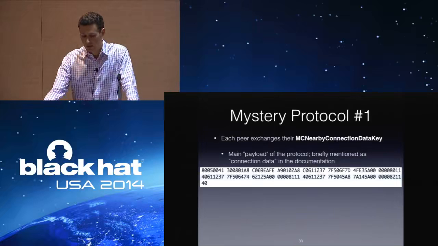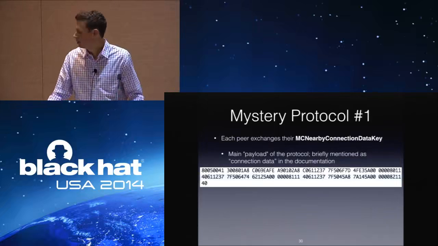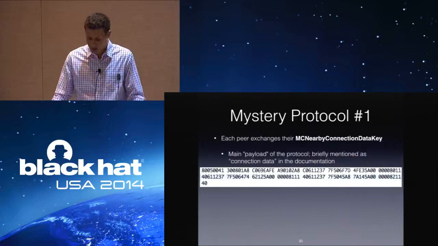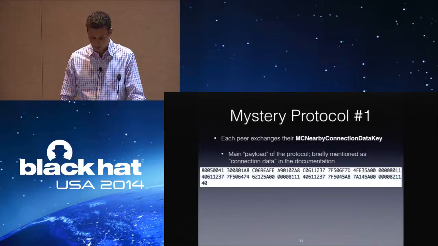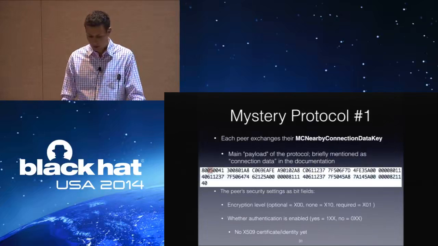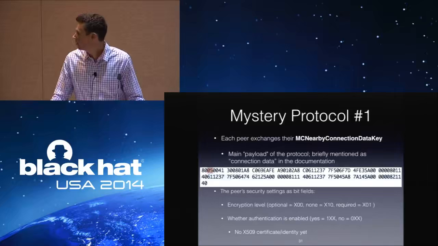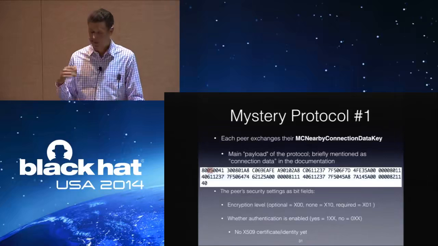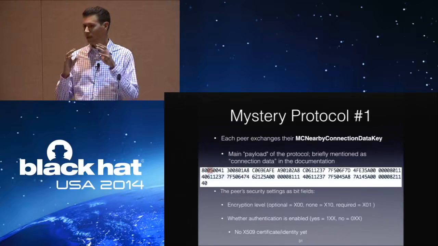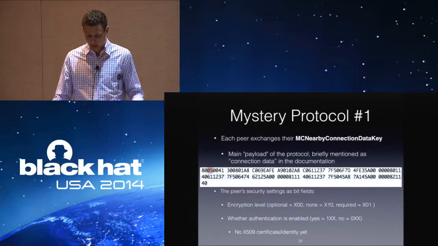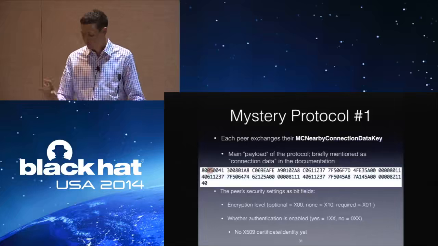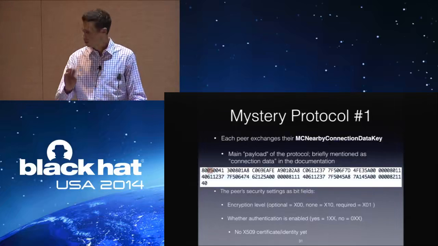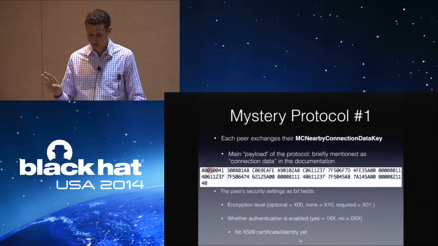And so that payload is briefly mentioned in the documentation. It's called connection data. But of course, they don't tell you what's in it. So if you actually have a look, it's pretty interesting. The first thing is, in byte 1, you have the peer security settings. So whether authentication is enabled and the level of encryption. They're all packed in a byte, so it's a bit field. So 5 means authentication enabled and no encryption, for example. So it's just the security settings. There's no certificates yet or anything like that.